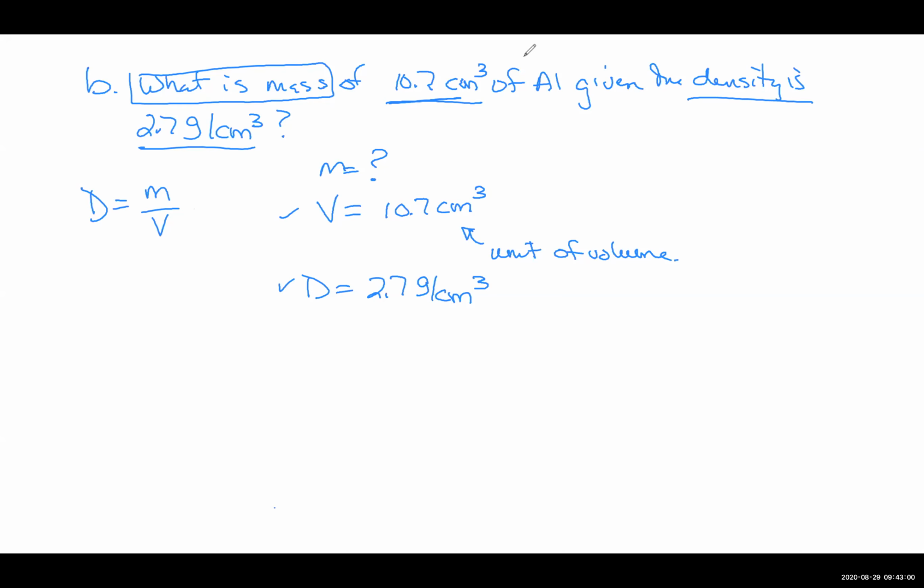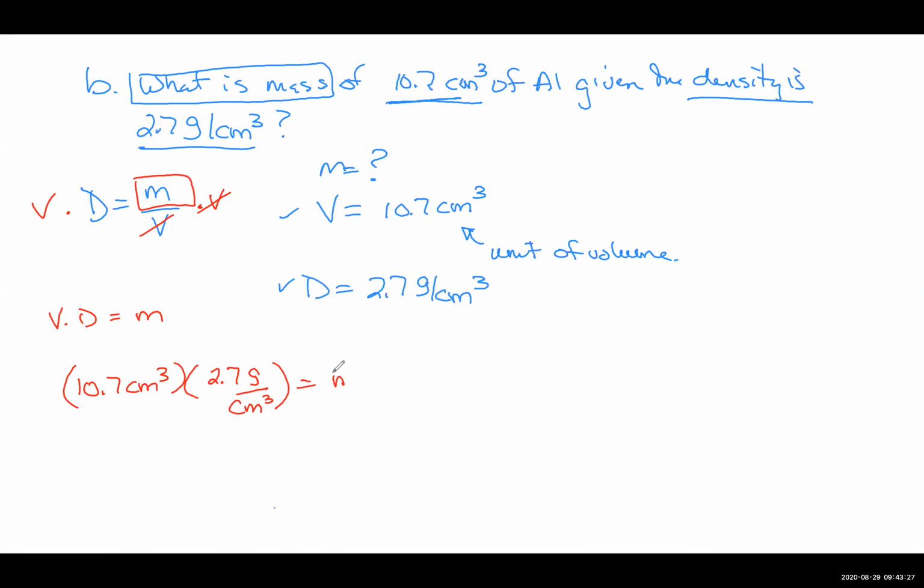So you can kind of think about this algebraically. If you're trying to solve for mass, you have to get that on one side of the equation by itself. So to do that, I'm going to multiply this side by volume and this side by volume. So I'll have volume times density is equal to mass. Now I know my volume and I know my density, so I can just go ahead and plug them in. 10.7 cubic centimeters times 2.7 grams per cubic centimeter is going to be equal to my mass. Cubic centimeters will cancel, and I'm going to end up with mass units of grams, which means that I did everything correctly. If I punch this into my calculator, I believe I get 2.889.